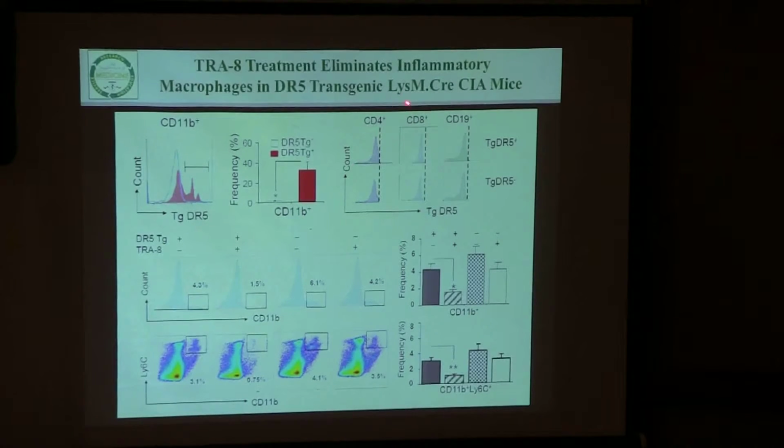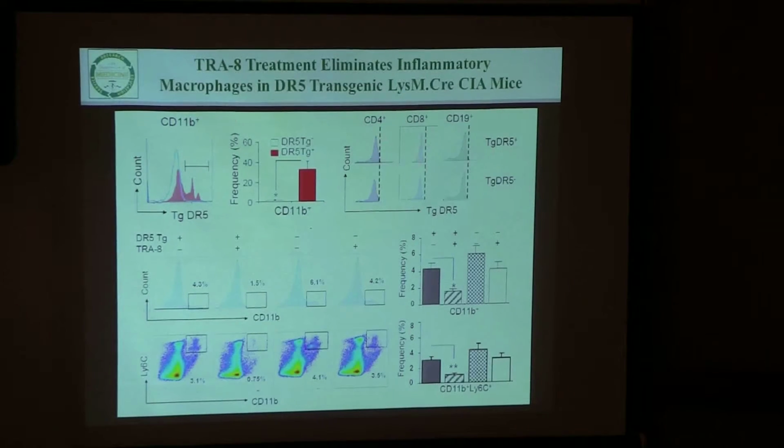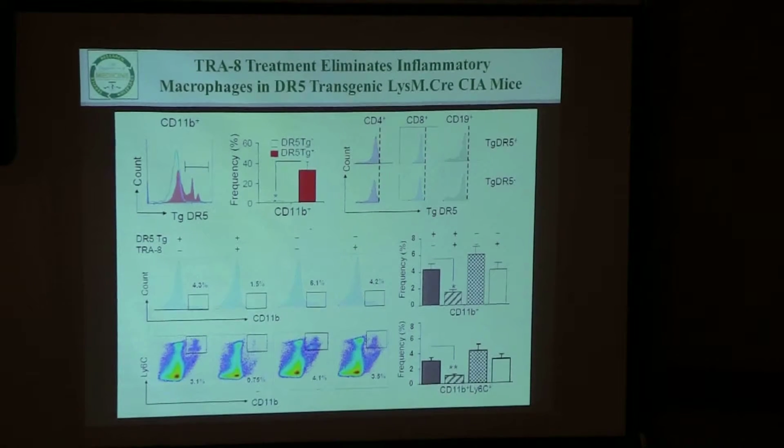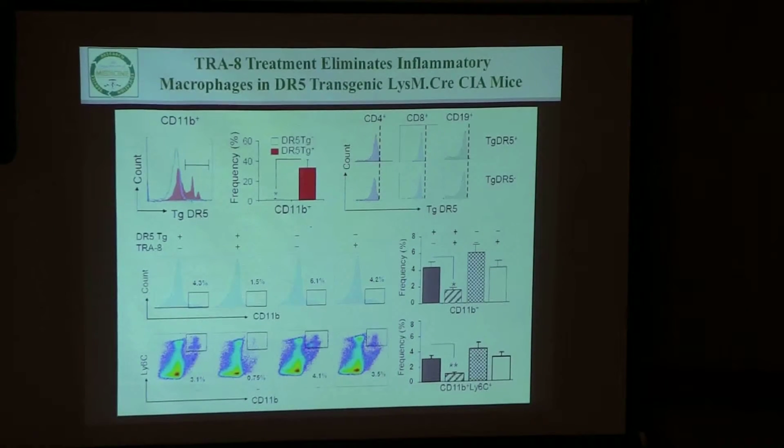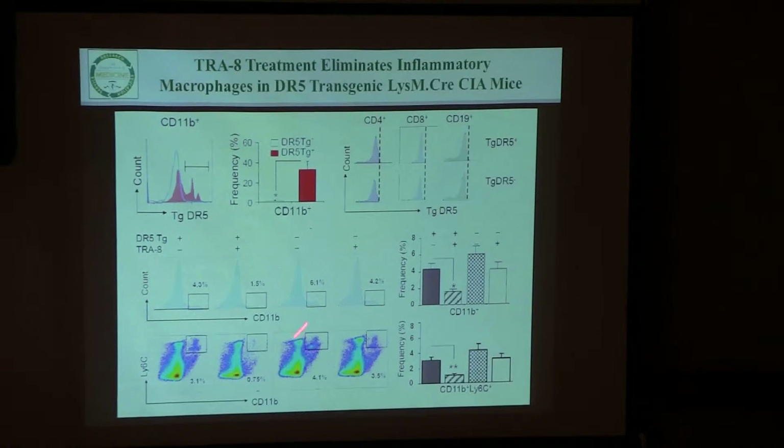Since we crossed the mice with lysozyme-Cre, the transgenic DR5 is not expressed in CD4, CD8, or CD19 cells, which are T cells and B cells. We didn't detect any expression of transgenic DR5. And as we expected, TRAIL treatment can dramatically reduce the CD11b positive population in the draining lymph node.